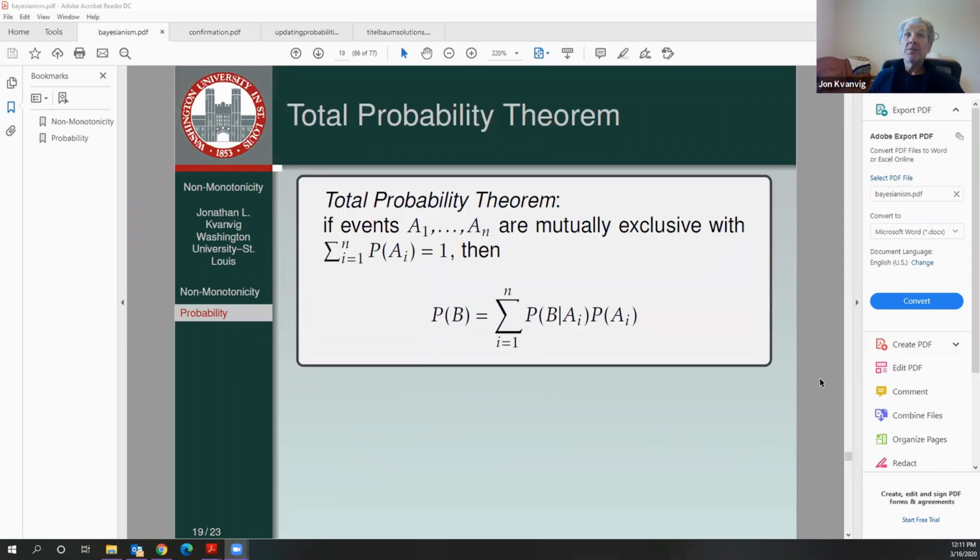Now, this total probability theorem will be important to us. If you remember, when I proved the general disjunction rule, I drew a space for A, and then I partitioned it into parts. Now, the easiest way to partition is just in terms of one claim and its negation. But you can partition however you wish.